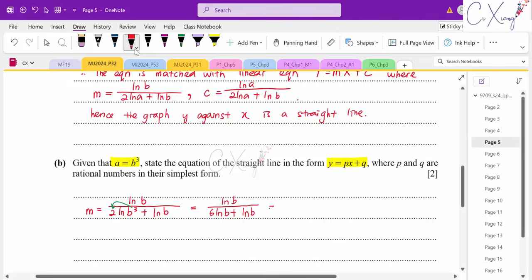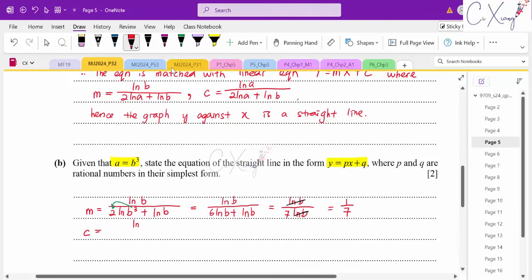6 plus 1 equals to 7, right? So if you have a look here, you'll be having ln b divided by 7 ln b. Ln b and ln b can be cancelled off. So your gradient m is equals to 1 over 7. Okay, then how about for the c?